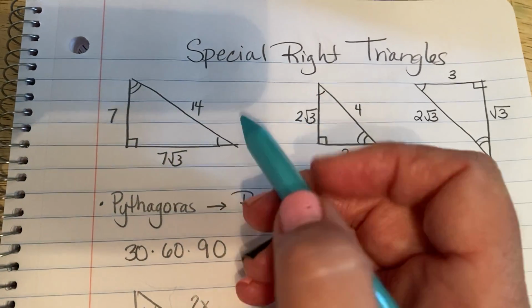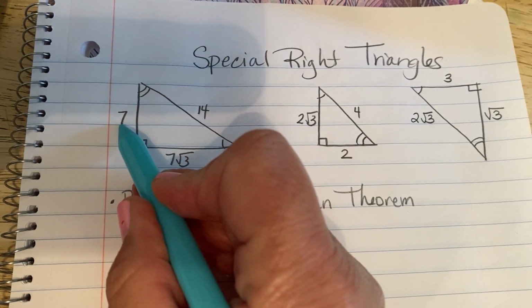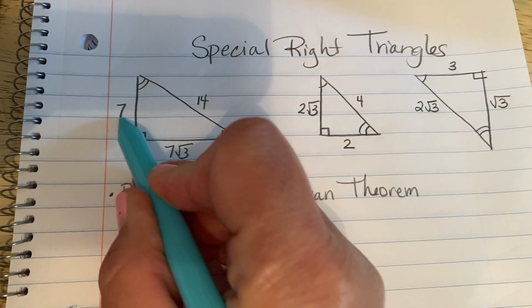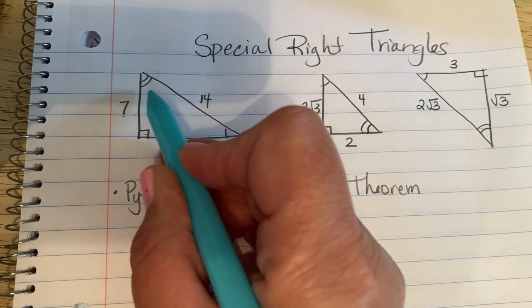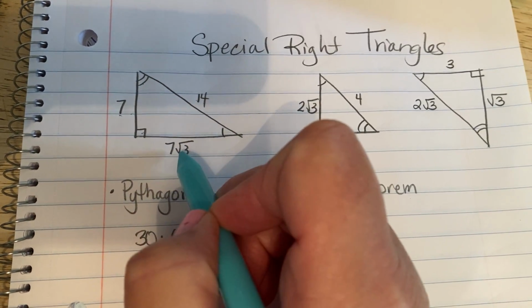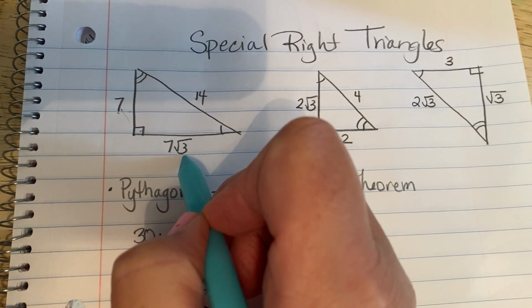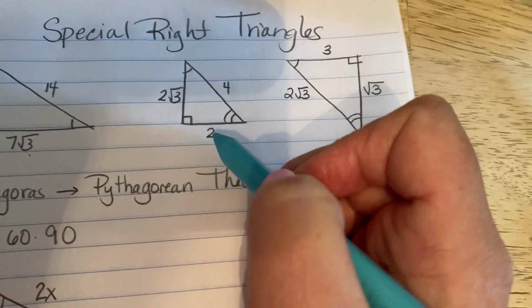Look. Okay, so across from the 30 is 7. Across from the 90 is 14. 7 times 2 is 14. And across from the 60 is this measure times the square root of 3. Okay, let's do it again.